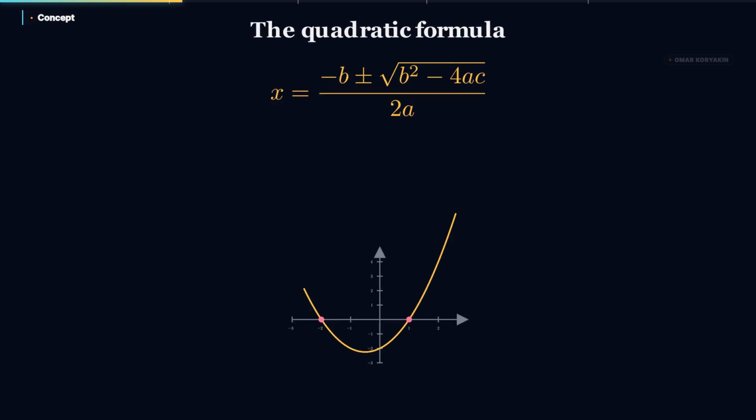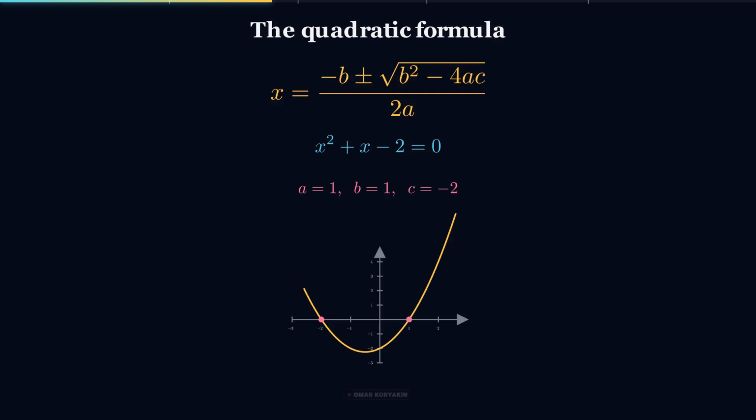Take x squared plus x minus 2 equals 0. The parabola crosses the x-axis at 2 points, so we expect 2 real roots. Identify a, b, c by matching to standard form. a equals 1, b equals 1, c equals negative 2. Compute the discriminant first. b squared minus 4ac equals 1 minus 4 times 1 times negative 2, which equals 1 plus 8 equals 9. Discriminant is positive 9, so 2 real roots and the square root works out cleanly.